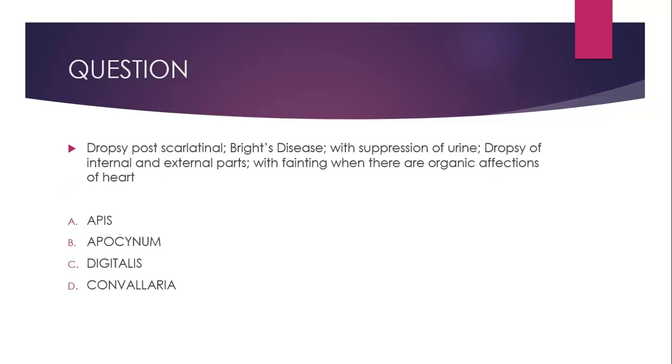Question for you: dropsy post-scarlatinal, Bright's disease with suppression of urine, dropsy of internal and external parts with fainting when there is organic affection of heart. So we know there is post-streptococcal glomerulonephritis, PSGN, happening in this remedy. You also have lesions of heart. So you have to think of something that covers both, and the most proper answer will be Digitalis itself, because it's straight away put from Digitalis of Allen's keynotes.